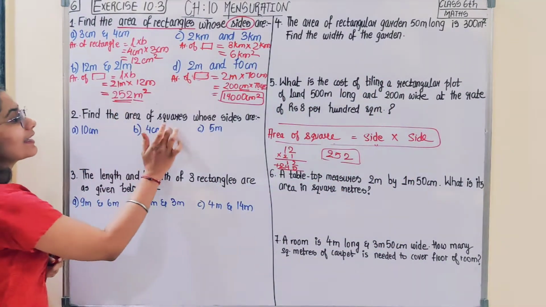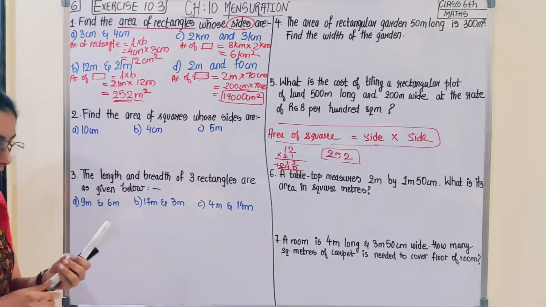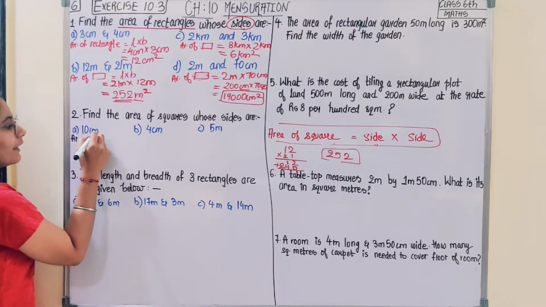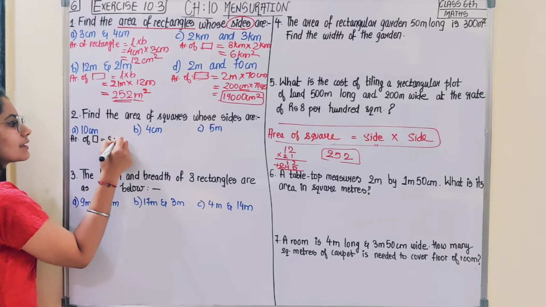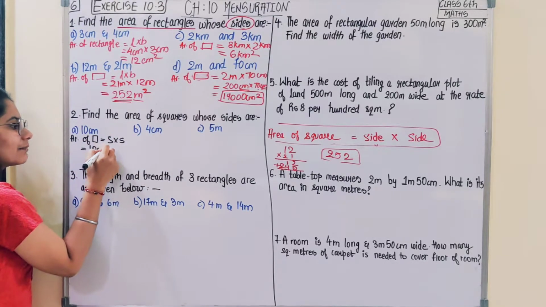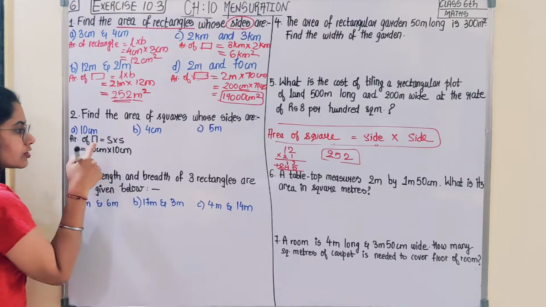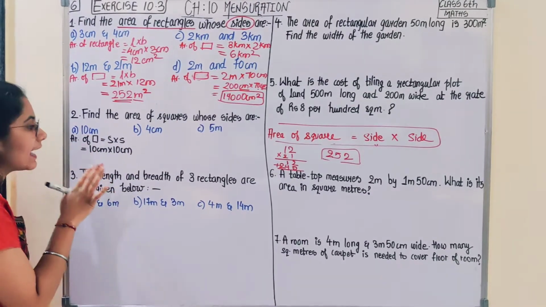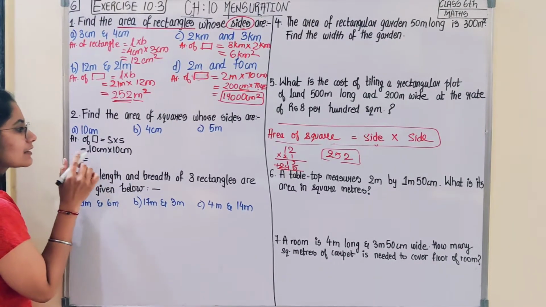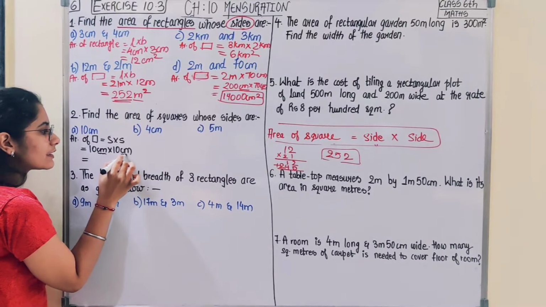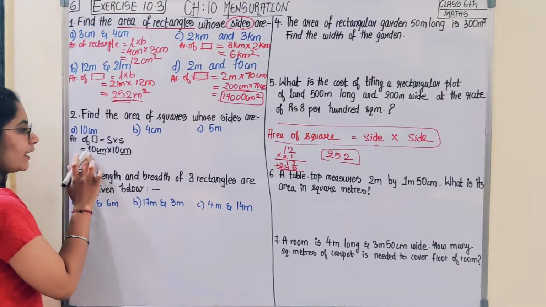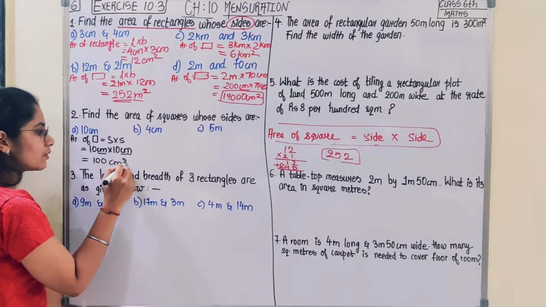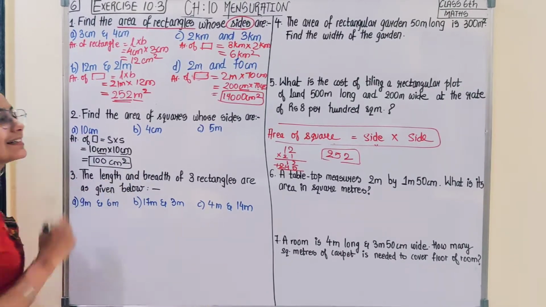So if you observe here, find the area of square whose sides are first 10 centimeter. Here area of square is side into side, that is 10 centimeter into 10 centimeter. You check the format, you are aware of the formula. Now what remains is to check the unit. Centimeter, centimeter. Okay, we can multiply. 1 into 1, 1, 0, 0, 0, 0. Centimeter square. This is the area of the square with side 10 centimeter.